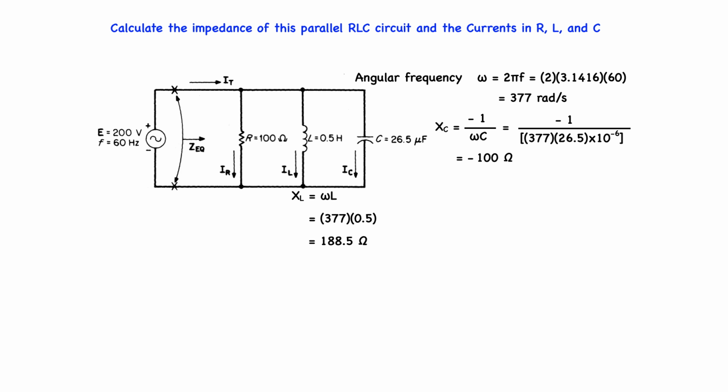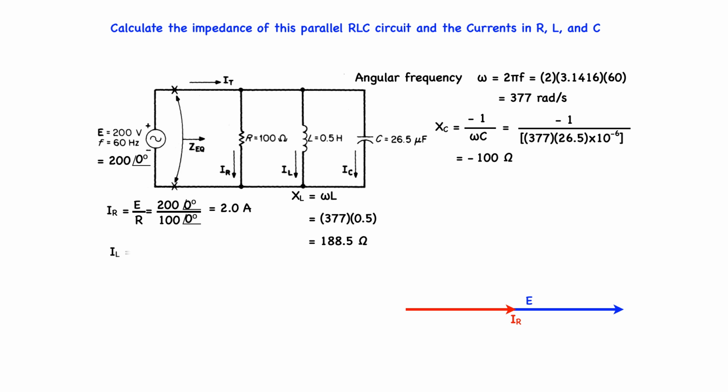We will use the voltage as reference again. Therefore, E is equal to 200 at 0 degrees volts. It's a phasor, and it is shown here in blue. From Ohm's law, the current in the resistor is IR, and that is equal to E all over R, or 200 at 0 degrees, divided by 100 at 0 degrees, which is equal to 2 at 0 degrees amps. Its phasor is shown here in red.